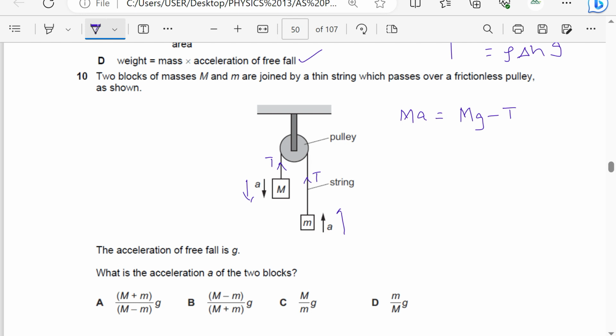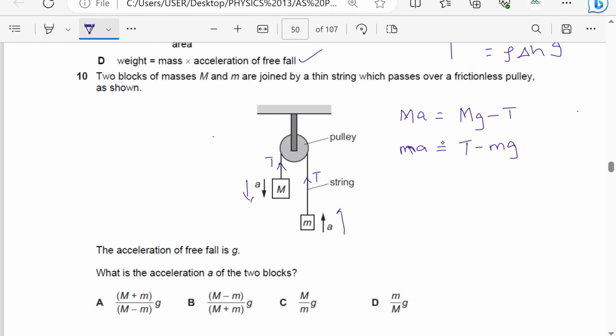Then for the second one, the tension is still upwards. Let me start with the resultant force ma. So the resultant force is going to be small mass m times small a. This is going to be equal to tension. Remember, the tension is upwards, so it will be T minus the weight of the small mass m downwards, which is going to be m times g.